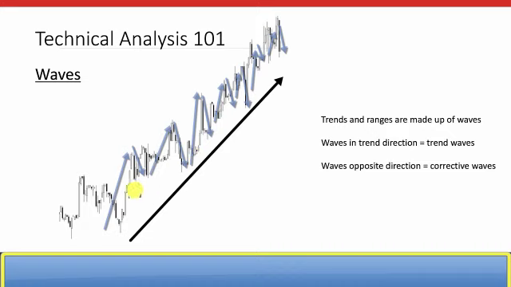And the waves that go in the direction of the trend, in this case an uptrend, this is what we call a trend wave, and the movements opposite to the uptrend are called corrective waves. So waves are a very important thing in technical analysis, and I dedicated one whole video just to understanding waves, because once we understand waves we can have a much better understanding of who is in control of the markets, who is stronger, buyers or sellers, and what is actually going on.